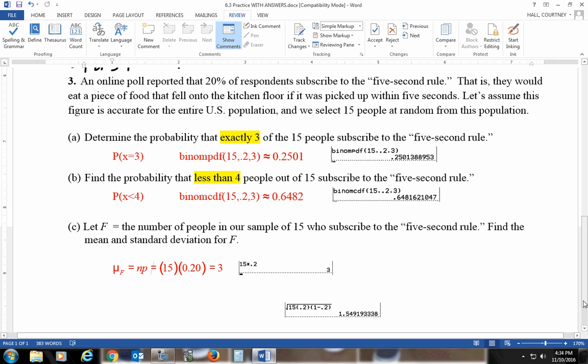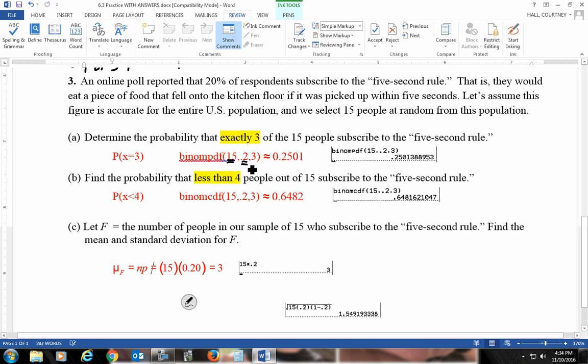We're going to do binom PDF because it does say exactly 3. So our number of trials is 15. Our probability of success is 0.2. That's how many people want to eat it off the floor. And we want to know exactly 3 of them. So the fact that we said exactly tells us to do the PDF. And when you do it on the calculator, you end up getting about 25%, 0.2501.